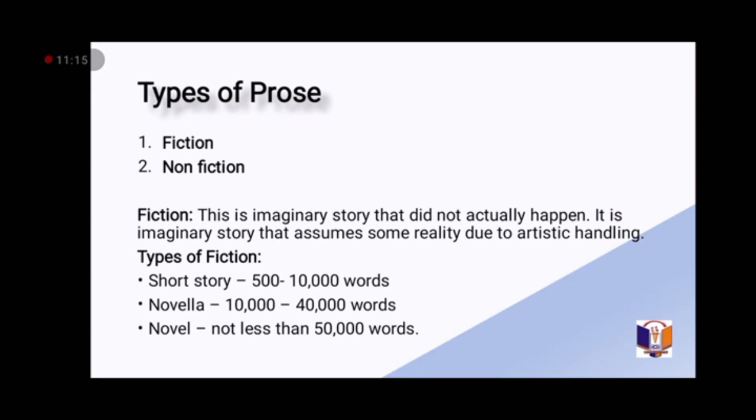Then we get to novel. That's the third one. Novel is a story or a write-up that is not less than 50,000 words. Novel is any story in prose. In other words, it is a complete work of prose with not less than 50,000 words. That is novel for you.